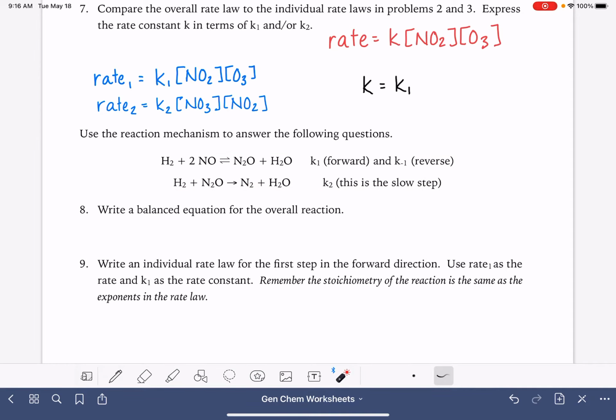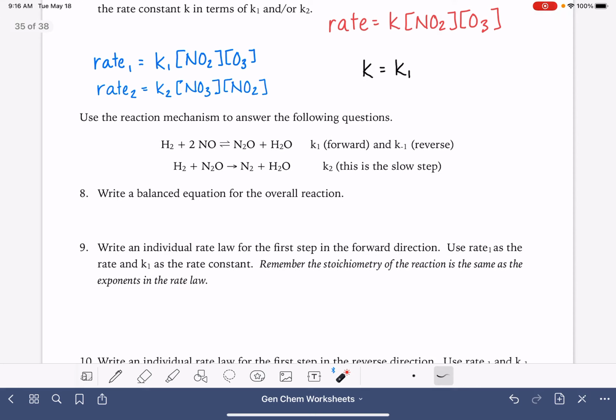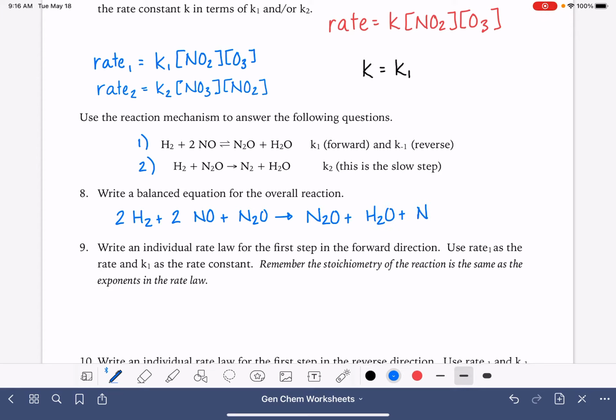First thing that we're going to do is just begin right away by writing a balanced equation for the overall reaction. So we're going to combine these two equations together. Starting with our reactants, I'm going to label these step 1, step 2. Step 1, we have H2, we have 2NO, we have a second H2, and we have N2O. And then our products in step 1, we have N2O, we have H2O, we have N2, and we have a second H2O. So there's our overall.